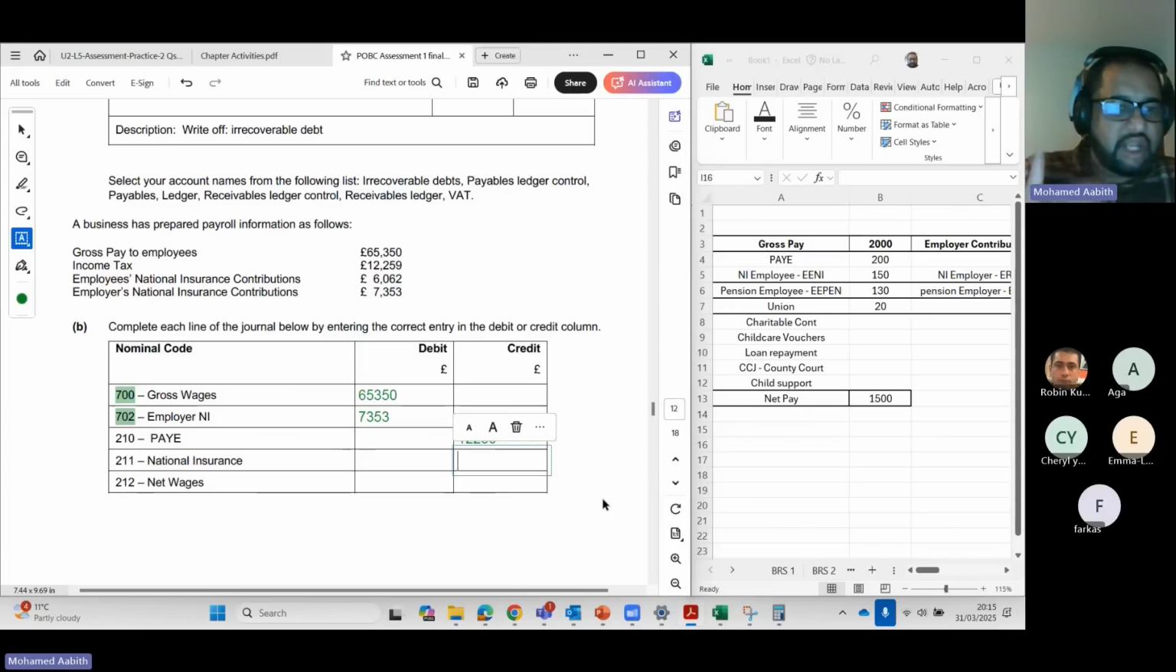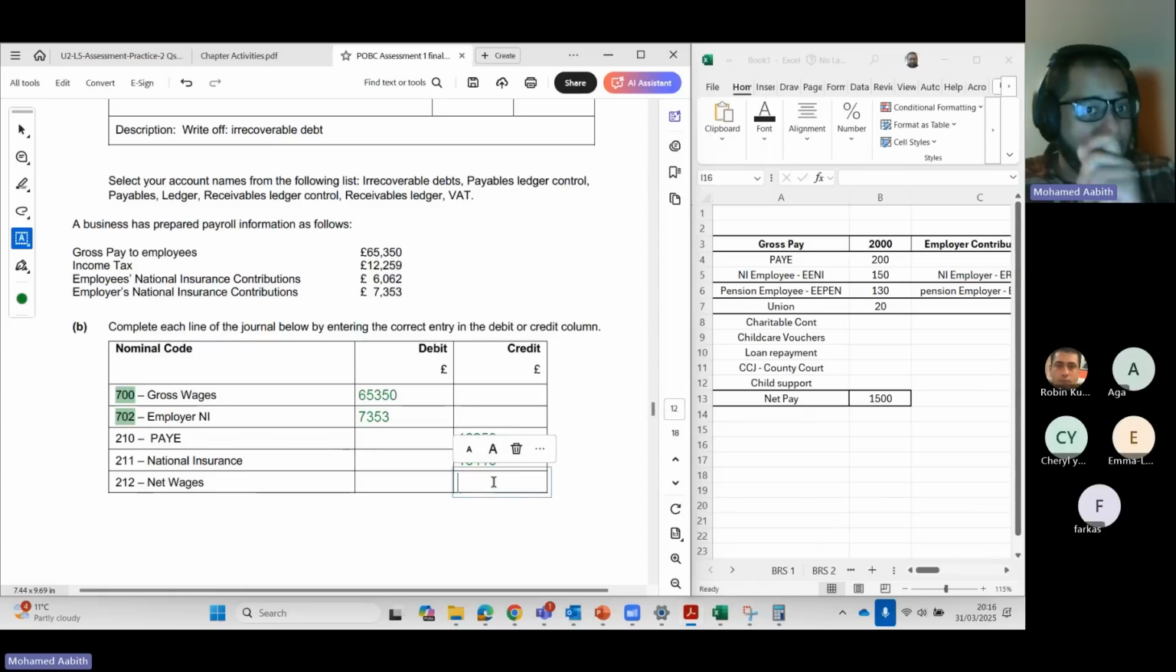So let's say the national insurance total, it's not employer they're asking, the total national insurance will be these two together. That's going to be 13,415. Yeah, 13,415. And then we need to find the net wages. So the net wages will be that minus this and the employee national insurance. So let's put that number here quickly. Let's see if it works out.